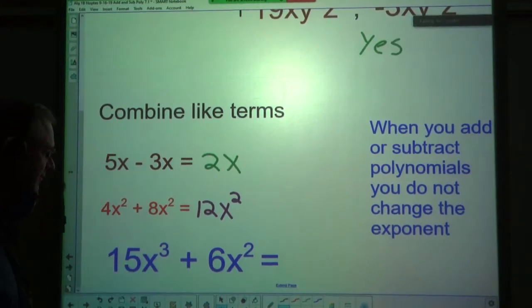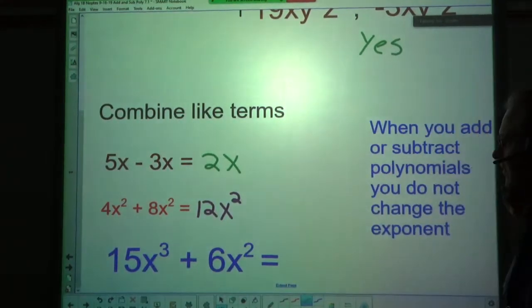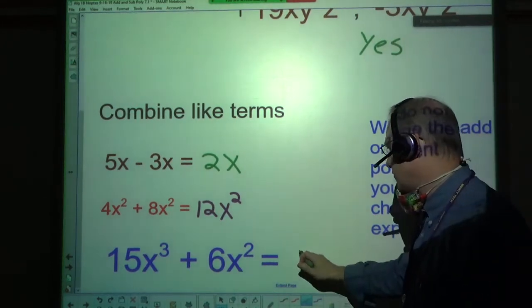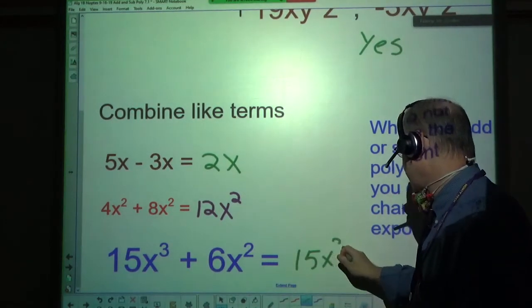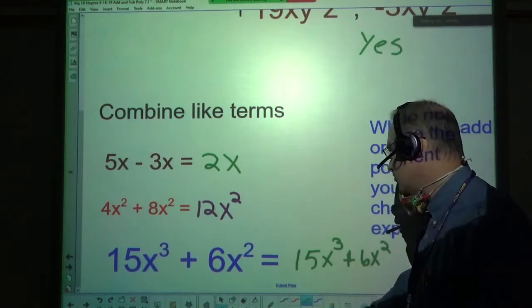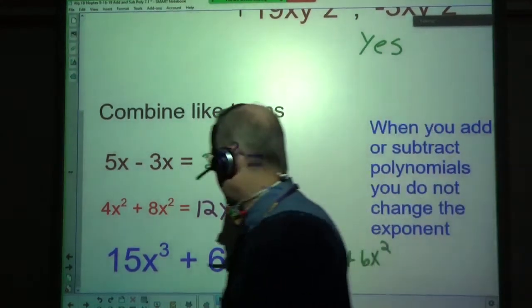Down at the bottom here, this is almost a trick question, because there are no like terms, so you can't combine any of it, so you just rewrite it, 15x to the third plus 6x to the second. They're not like terms, so you can't combine them together. So far, okay?